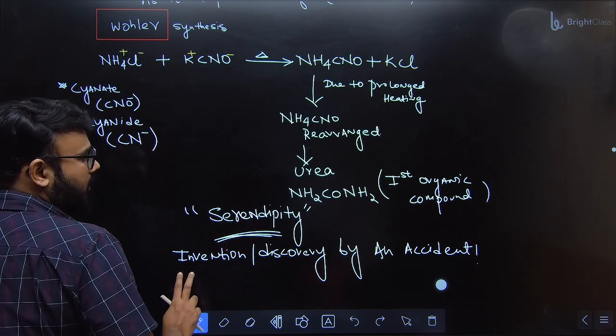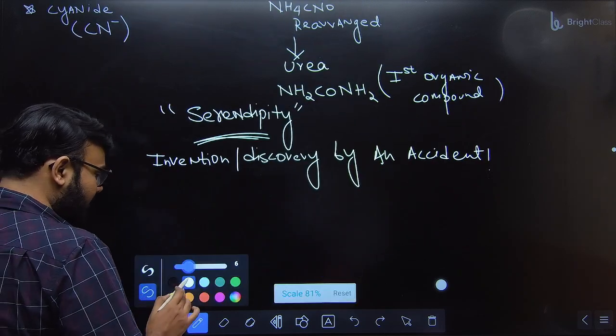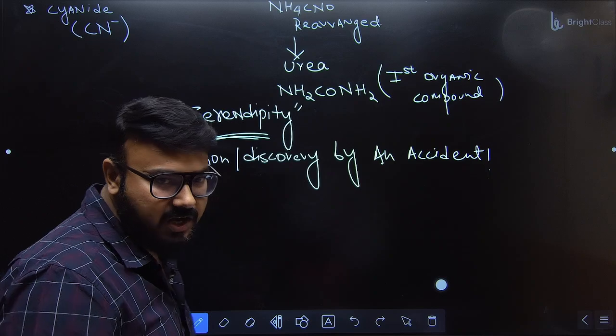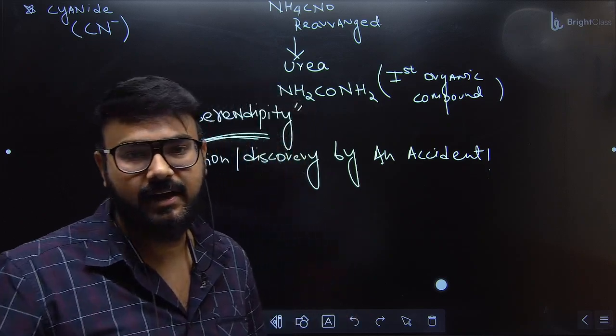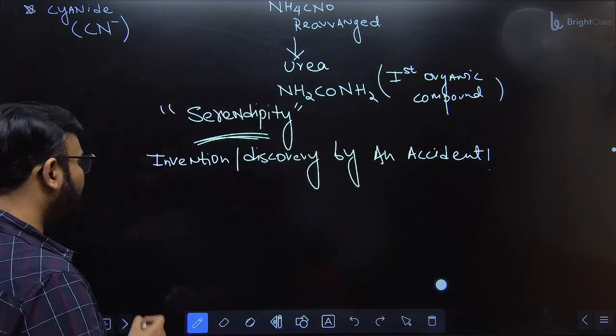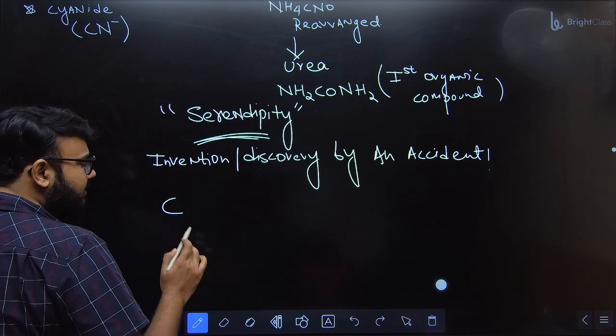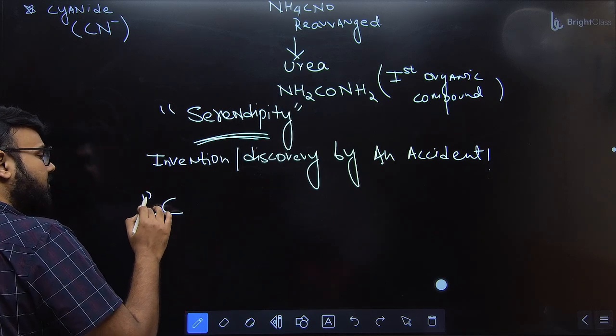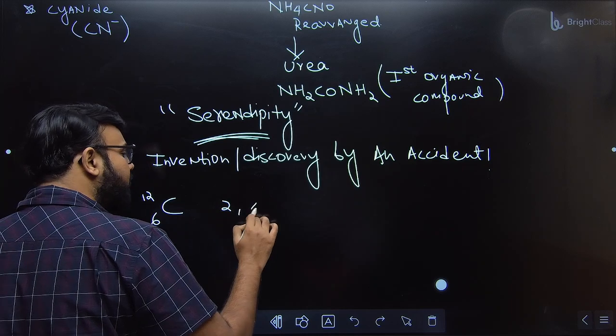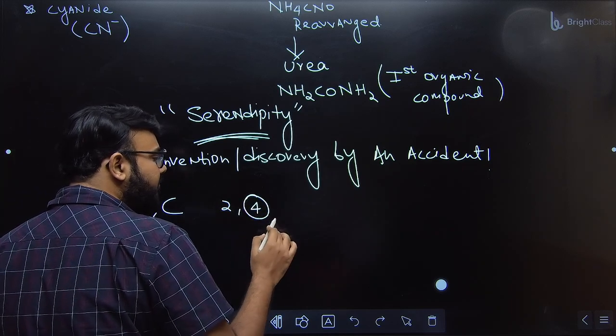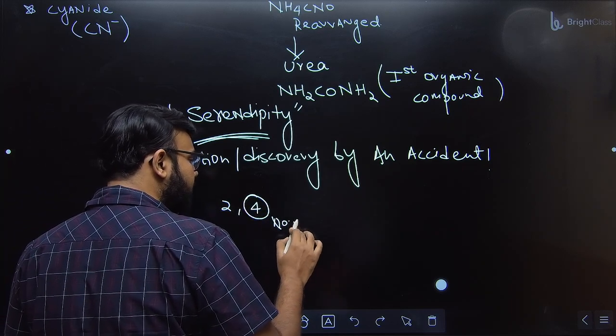And now, let's talk about carbon a bit more to understand. What we discussed, carbon has how many valence electrons? Yeah, 2, 4. So 4 was the number of valence electrons.